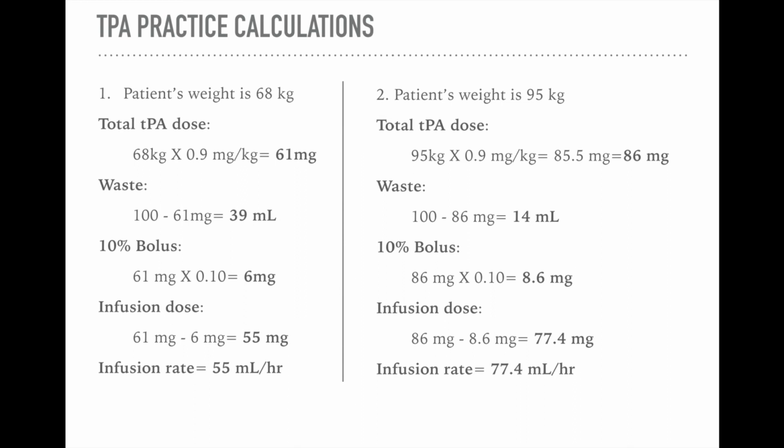And then for our infusion dose, we're going to do 86 milligrams minus the 8.6 milligrams, which gives us 77.4, which means our infusion rate is going to be 77.4 milliliters per hour.